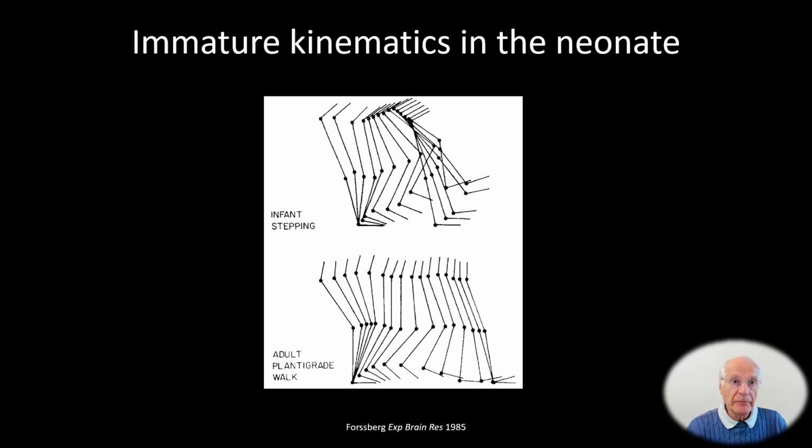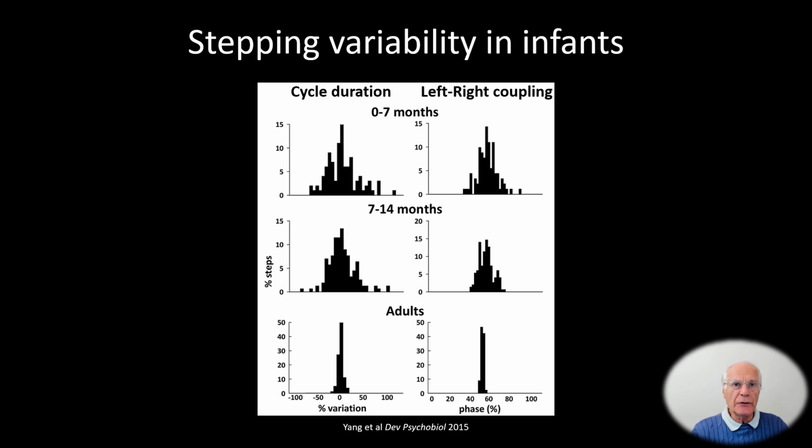Neonatal stepping involves limb hyperflexion and lacks many features of adult walk, such as plantigrade foot contact, low limb clearance from the ground, and smooth movement coordination. Infant stepping is highly variable in terms of the cycle duration and the phase coupling between the left and right legs.